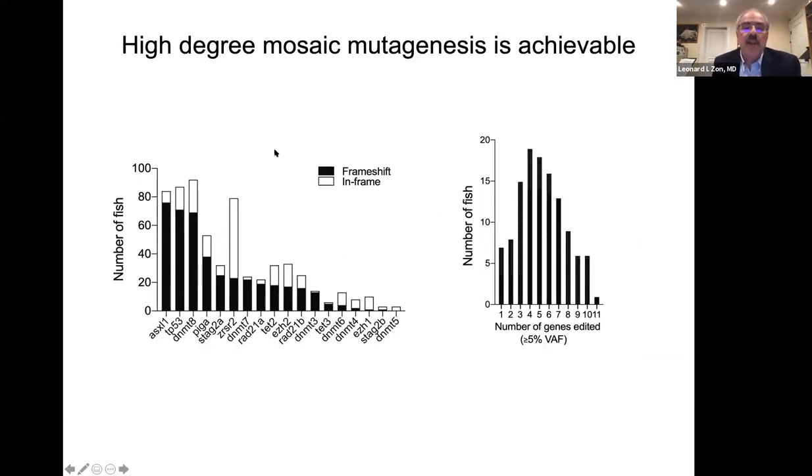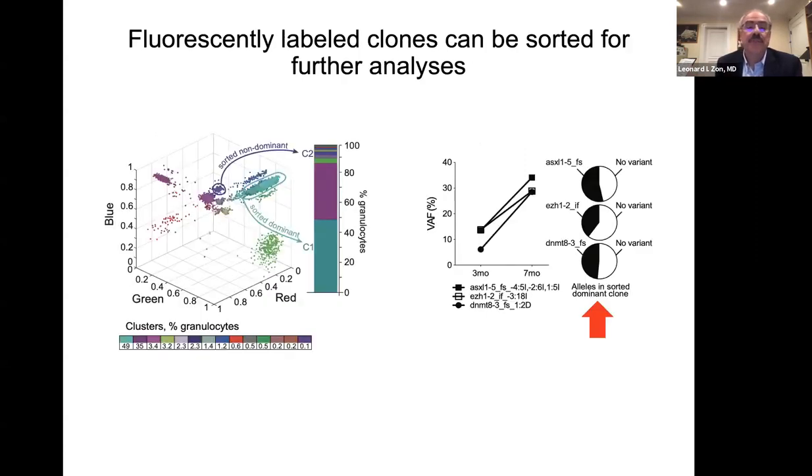Now, when we look at the types of mutations that occur, we can see that this is a very similar distribution to what you would see in the human aged population. You see mutations, for instance, in ASXL1 that are pretty well represented. We average about 5 or 6 mutations per fish. And this allows us to rapidly screen through things that would look for, again, clonal expansion.